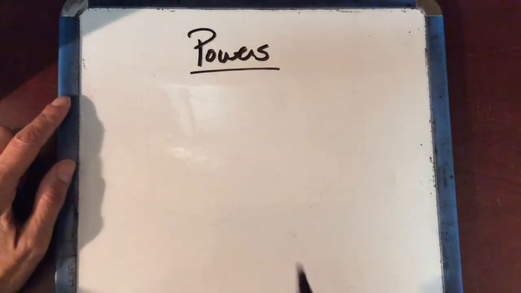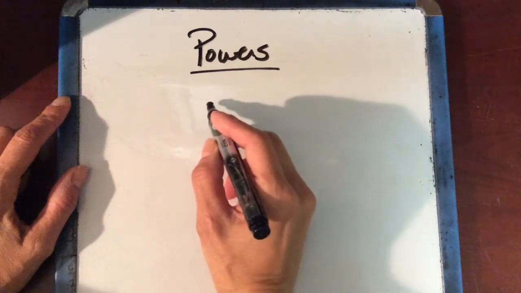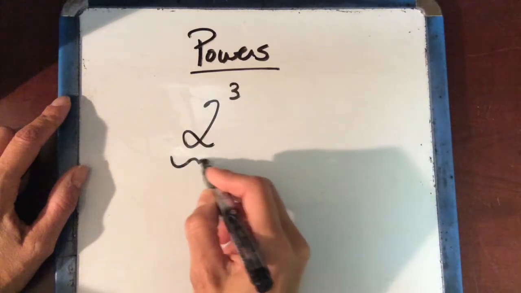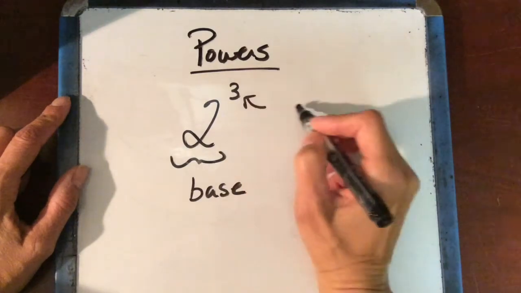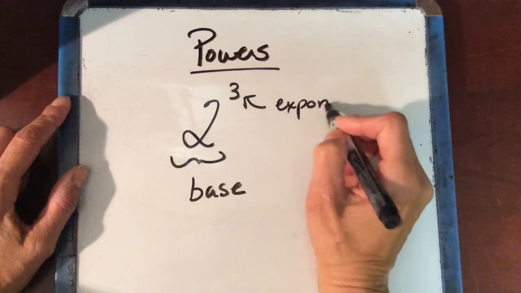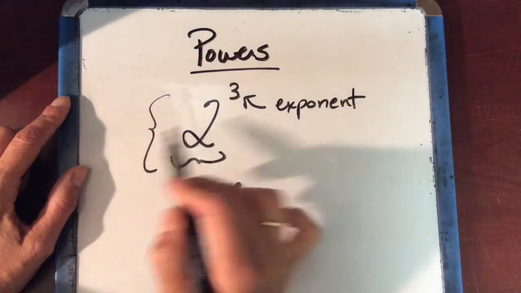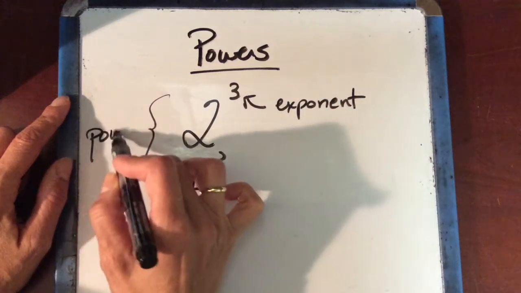Today we'll be talking about powers. What is a power? A power consists of two parts. This is called the base, and this is called the exponent. Together, it's 2 to the exponent 3, and this is a power.